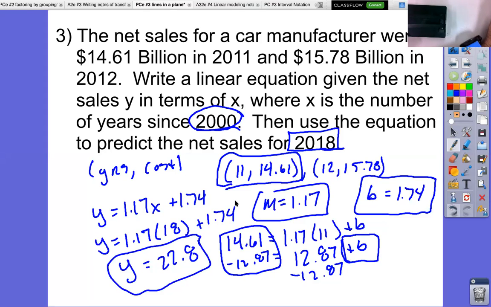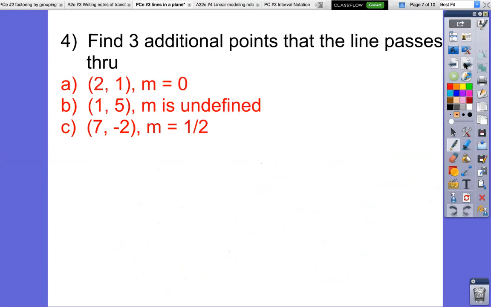And I think that's probably pretty good. We got a couple other things. Sorry, I forgot real quick. So we're almost finished. This is the last part, and it is going to be on your homework for tonight. We'll talk about this more tomorrow. But we're finding 3 additional points that the line passes through.